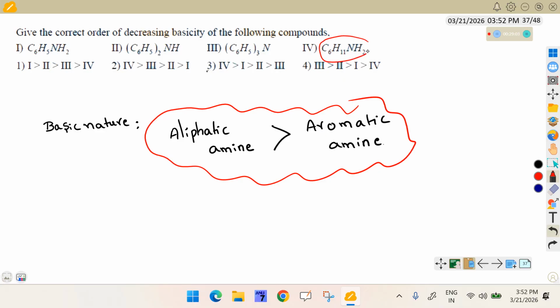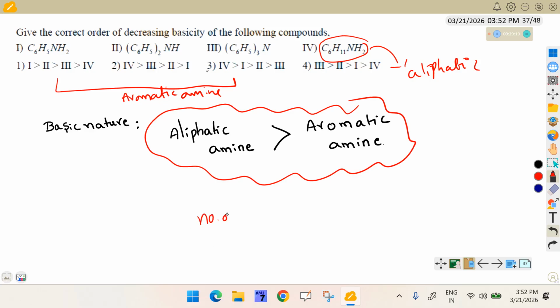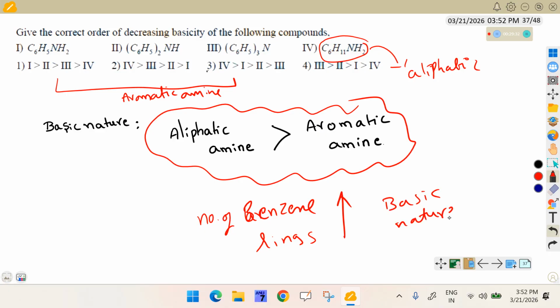H11NH2 is an aliphatic amine. The remaining three are aromatic amines. In the case of aromatic amines, if the number of aryl rings, that is the number of benzene rings, increases, then the basic nature decreases. Based on that, the third option.